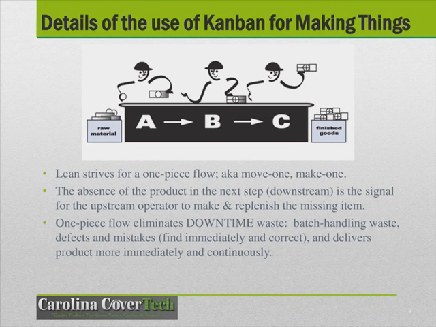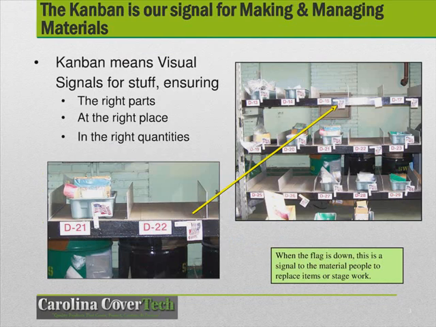Say, well, how does that work? Well, because you find a mistake immediately in the next step, and you can fix it rather than to keep making a whole batch of these errors that have to be reworked in a very expensive fashion. And of course, we deliver more product more immediately and continuously. That's the power of one-piece flow. So the Kanban is our signal for making and managing materials. So once again, it means that we are going to have the right parts at the right place and in the right quantities.